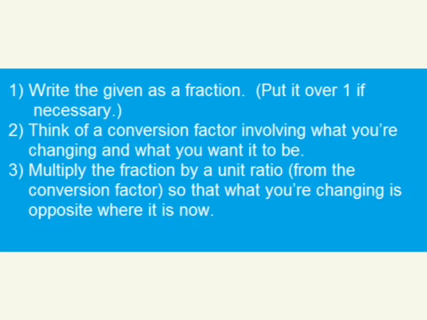Remember the steps from class. Step 1, write the given as a fraction, so put it over 1 if that's necessary. Step 2, think of a conversion factor involving what you're changing and what you want it to be. On page 888 of your textbook, you can find a list of conversions. Step 3, multiply the fraction by a unit ratio, which comes from that conversion factor, so that what you're changing is opposite where it is now.